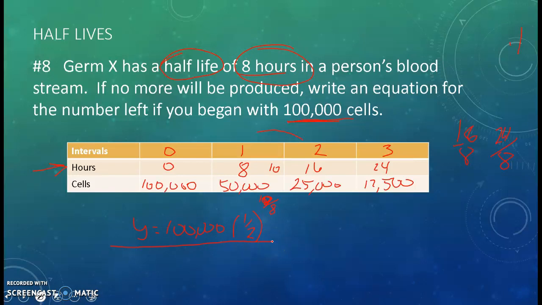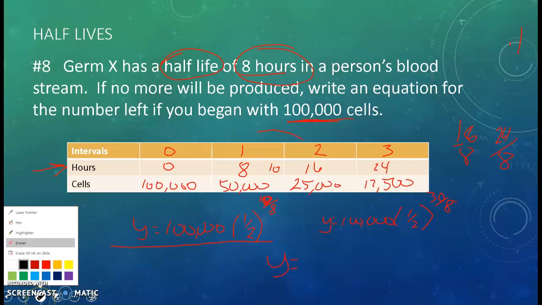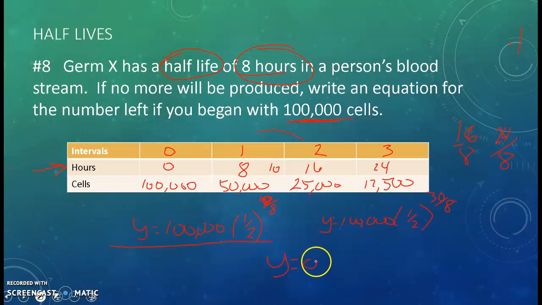And so I could use this equation then to figure out what it's going to be like in 10 hours. If I wanted to find out how many of those cells are going to be left after 30 hours, well, it's going to be 100,000 times 1/2 to the 30 over 8 power. And so the general equation just simply looks like this. Your beginning amount is A, times the growth factor, which is B.